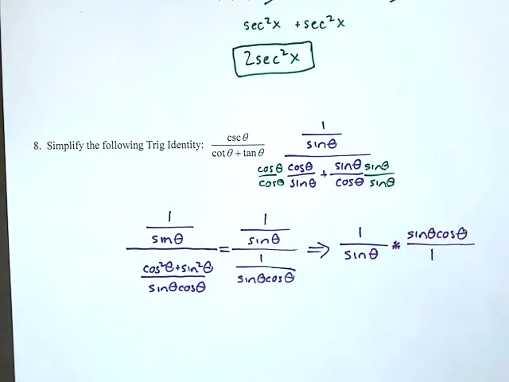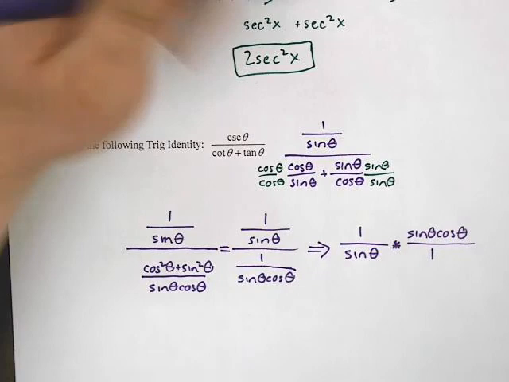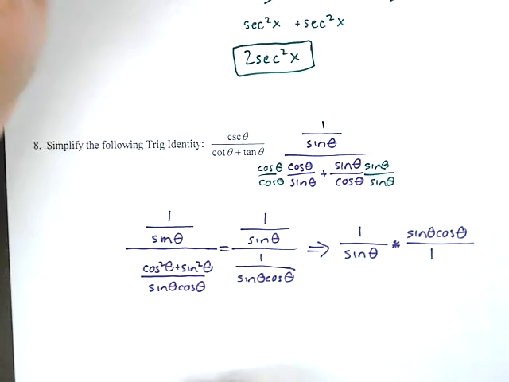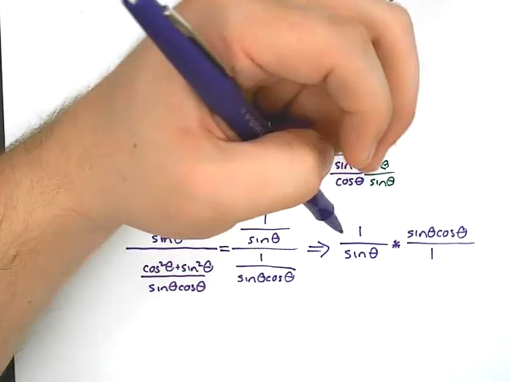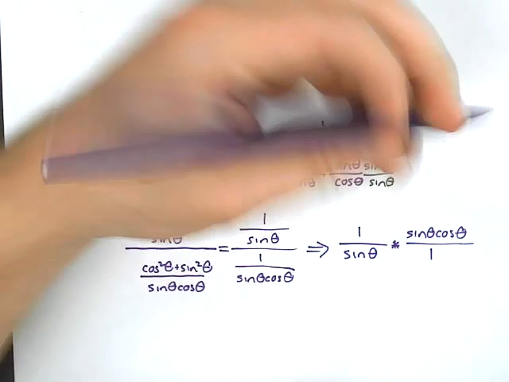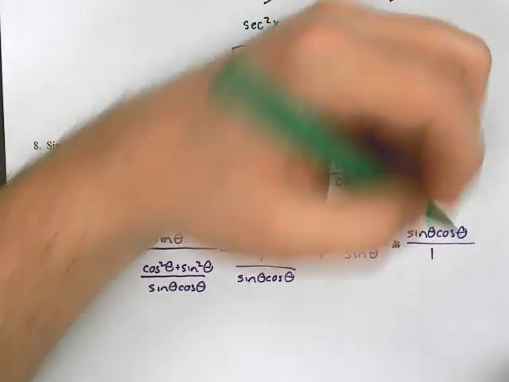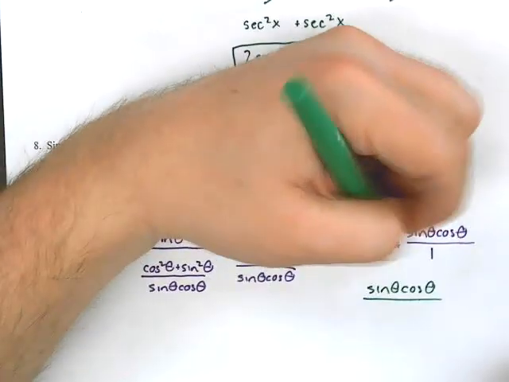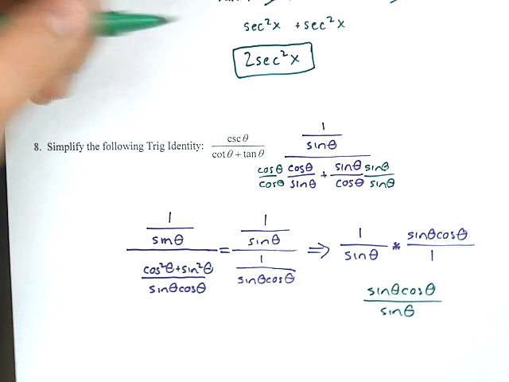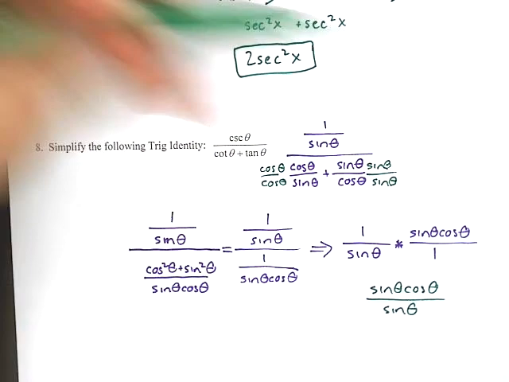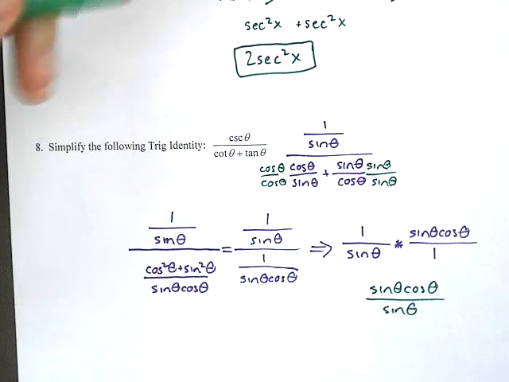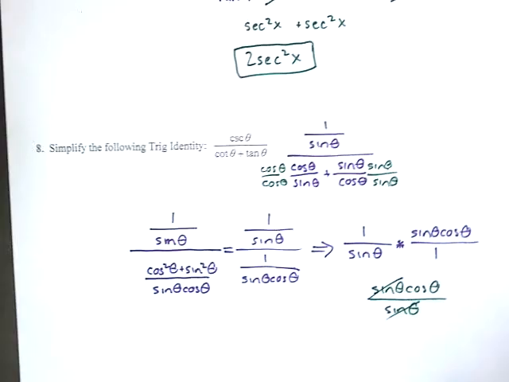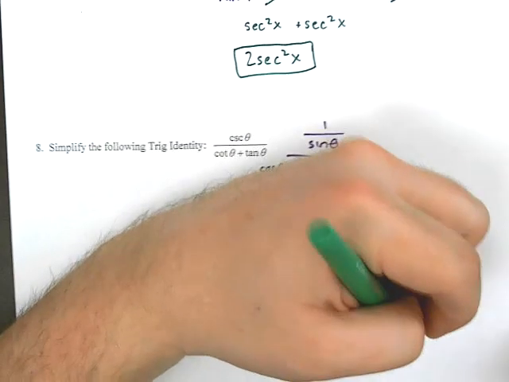Now, can I cancel sine thetas? I absolutely can. Why? Because I'm not adding things together. This is all being multiplied together, right? If I really wanted to rewrite this, because I'm multiplying tops with tops, it would be sine theta, cosine theta, all over sine theta. You see how that's just multiplication? When it's just multiplying, you can cancel things out. So I'm going to say goodbye to my sines, and I am left with cosine theta.